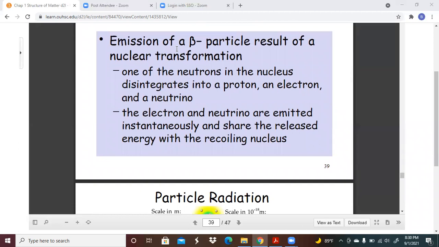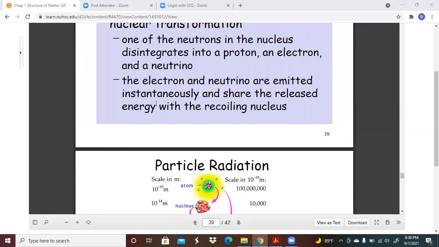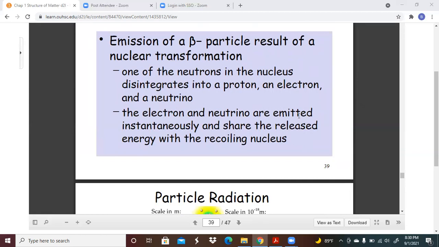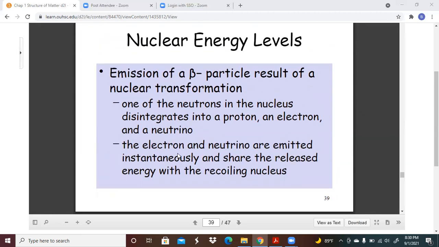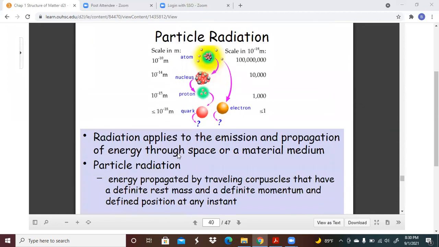So the emission of the beta minus particle is the result of the nuclear transformation. So one of the neutrons in the nucleus disintegrates into a proton, an electron, and a neutrino. It's kind of weird, isn't it? The electron and the neutrino are emitted instantaneously and share the released energy with the recoiling nucleus. So all three of those are going to end up sharing in the radiation that's released.